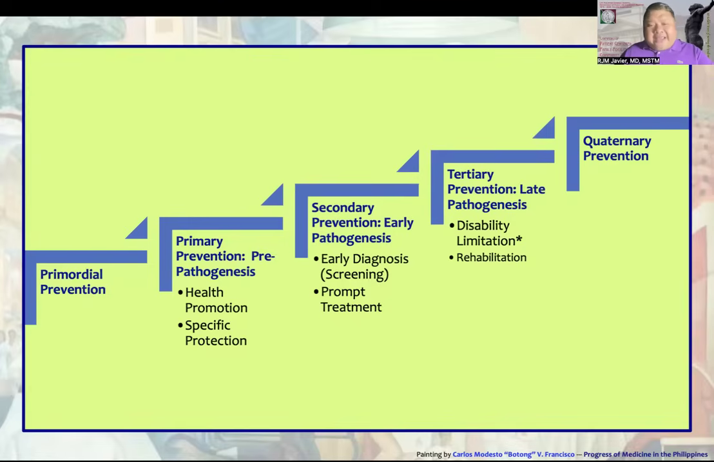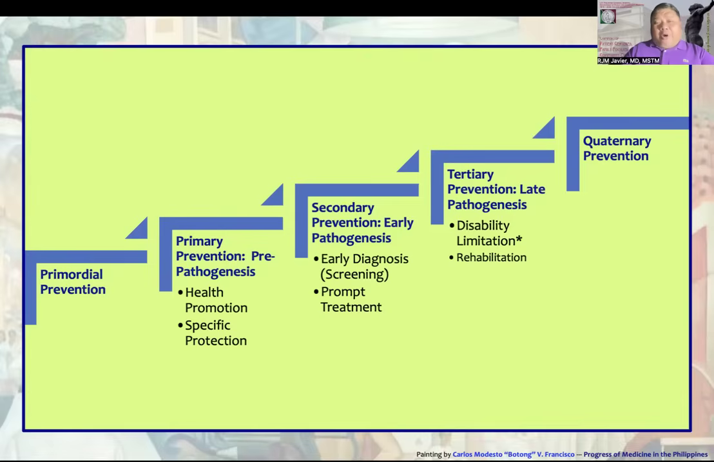I'd like to be quick in saying, though, that disability limitation in other standard textbooks may be categorized as secondary prevention. However, for purposes of academic discussion in UERM, when we say disability limitation, we often place it under tertiary level of prevention. Your primary prevention is often administered during the pre-pathogenesis stage, while your secondary and your tertiary levels of prevention are usually employed during the pathogenesis stage.